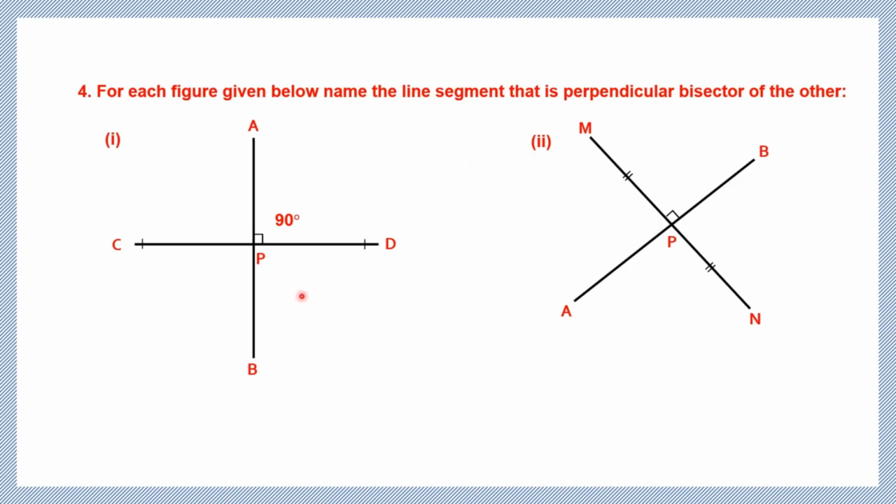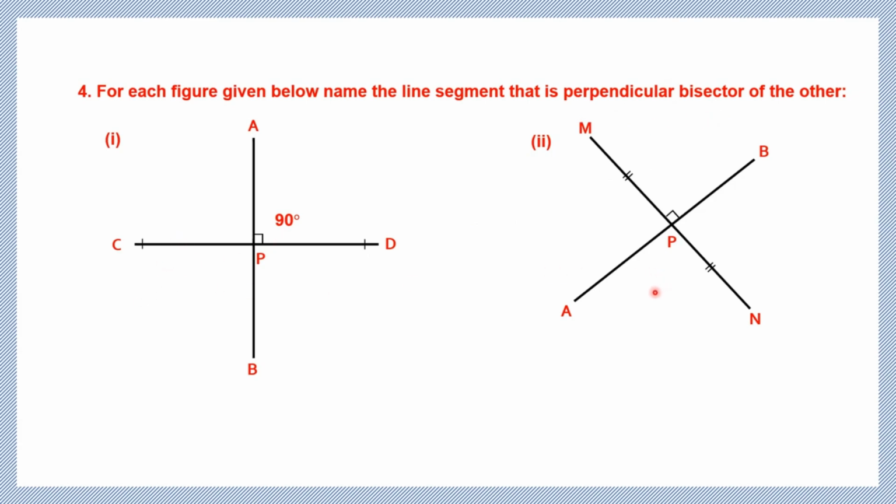Now let's look at this figure. There are two lines. We have AB and CD. Now AB is passing through the line CD, and can you see one stroke here? It shows that this line has been cut into two equal parts. So this part PD and the other part PC are of equal lengths. That means this line AB has cut the line CD into two equal parts. Then you can call it a perpendicular bisector. So this is a perpendicular bisector.